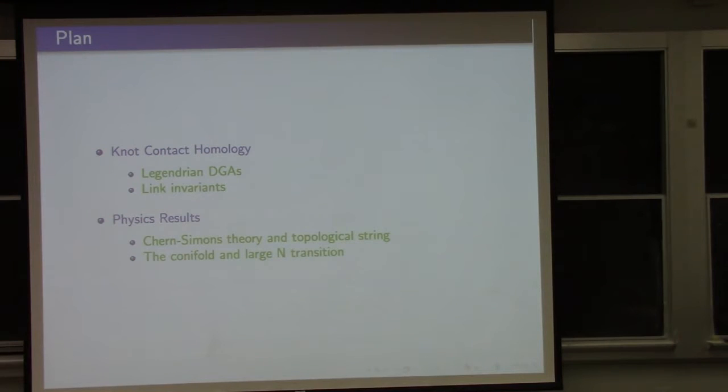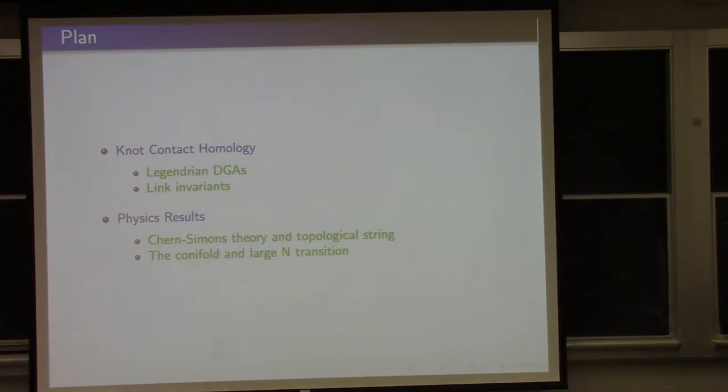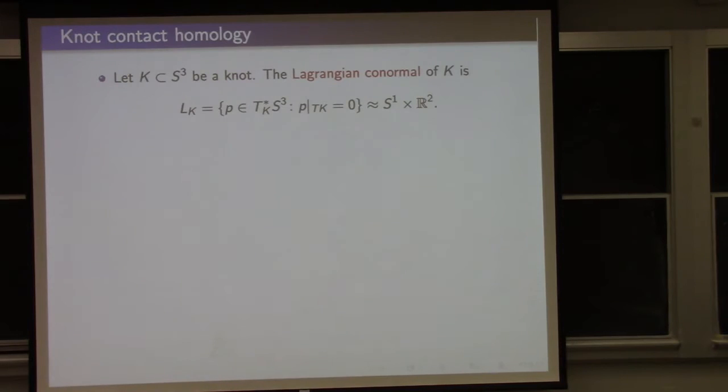So I'll start with the mathematical part. I will introduce a little bit of Legendrian differential graded algebras and how they're used to get link invariants by looking at the conormal torus of a knot. And then talk a little bit about the physics background, including some things that are maybe not completely worked out from a mathematical point of view, in particular open Gromov-Witten theory and also the large N transition. So let's start with knot contact homology.